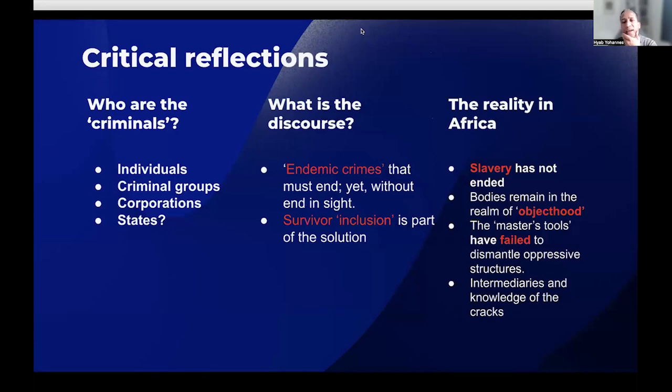Yeah, so I just want to invite you to critically reflect on these questions here. The first question is, who are the criminals in this case? I've already mentioned individuals who are trafficking other people or coercing people to be recruited into a chain of trafficking. It could also be criminal groups that have ties with multiple other groups, and these are blackmailing the victims between themselves for particular purposes, which are always exploitative in nature.